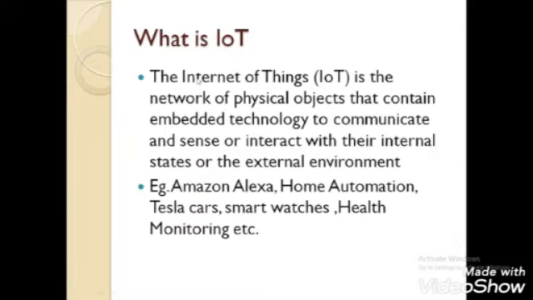What is IoT? The Internet of Things, or IoT, is the network of physical objects that contain embedded technologies to communicate, sense or interact with internal states or the external environment. IoT is nothing but embedded systems that are connected to the internet to perform the required task. Examples of IoT are Amazon Alexa, home automation, Tesla cars, smartwatches, health monitoring systems, etc.